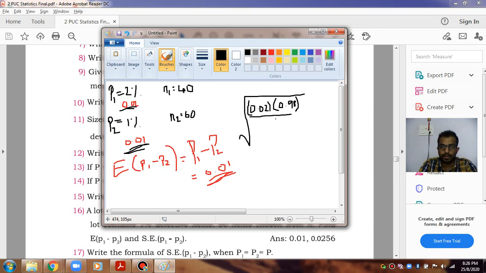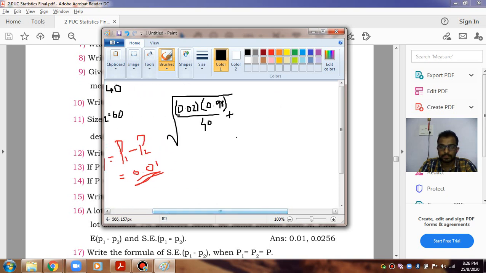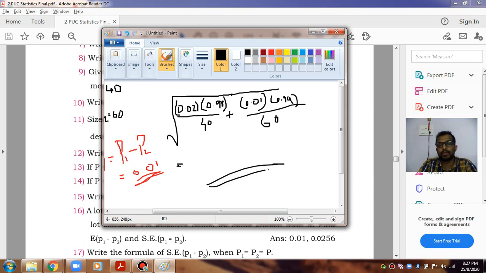Divided by 40, plus 0.01 into 0.99 divided by 60. How much is the final answer, students? Are you getting 0.0256? Please check.